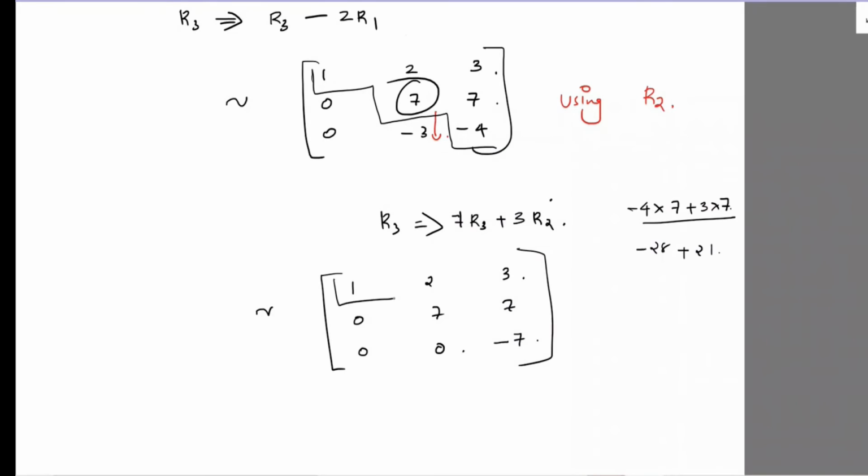So now you can see that this matrix is in echelon form, because the positions of the leading coefficients are in increasing order, 1 2 3. So it is in echelon form.